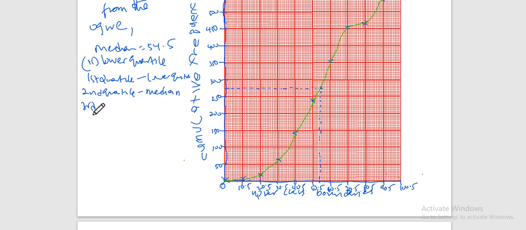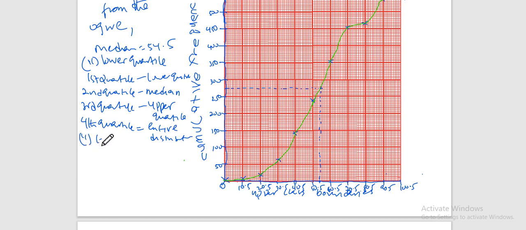Then you have the third quartile, which is the same as the upper quartile. Then the fourth quartile is the entire distribution. That's the 100%, the entire distribution. Now back to our question.